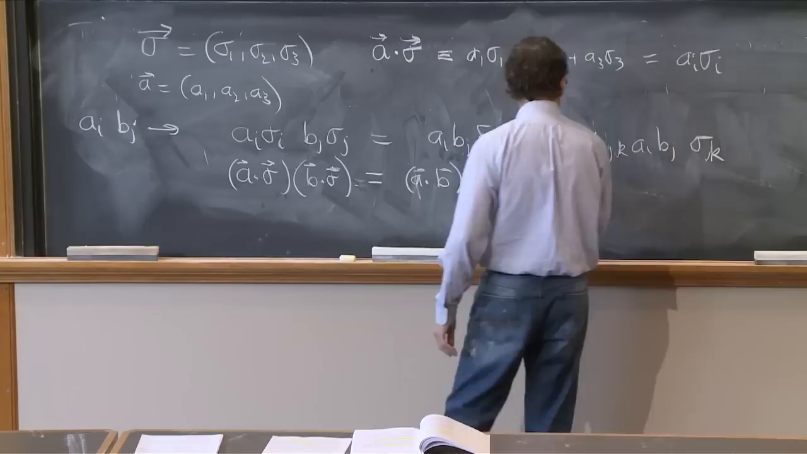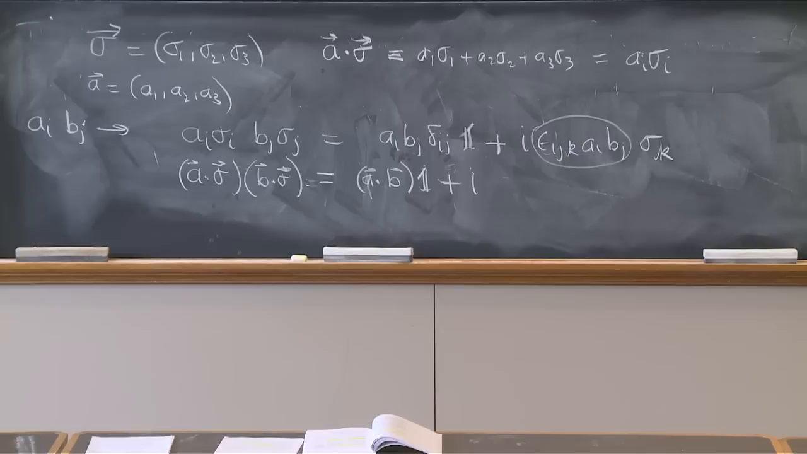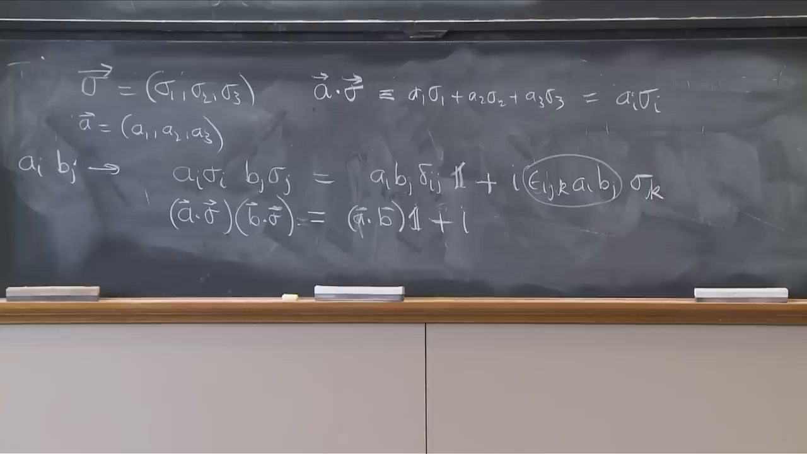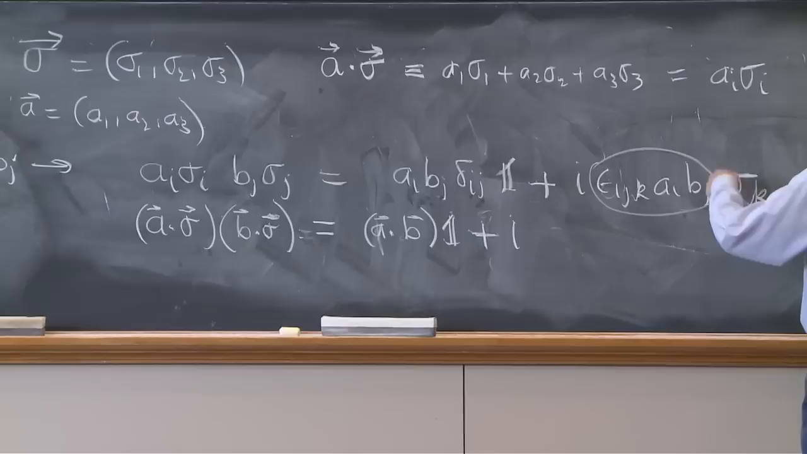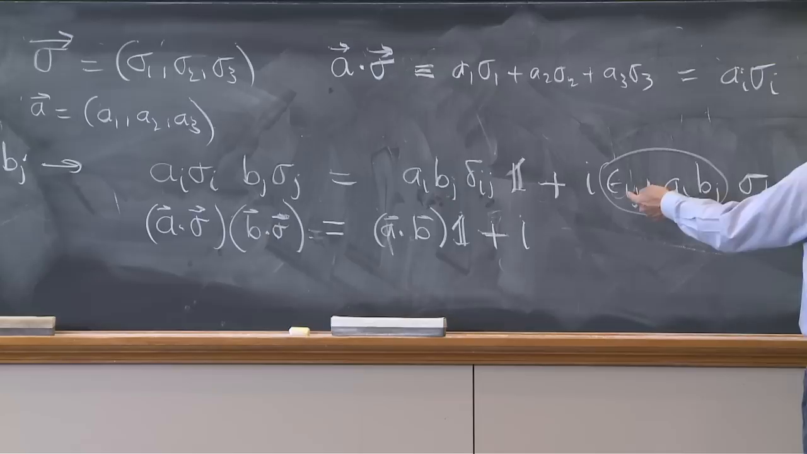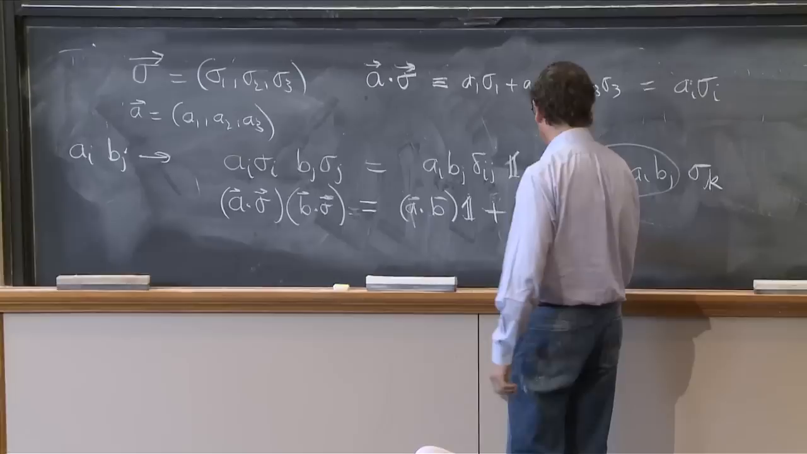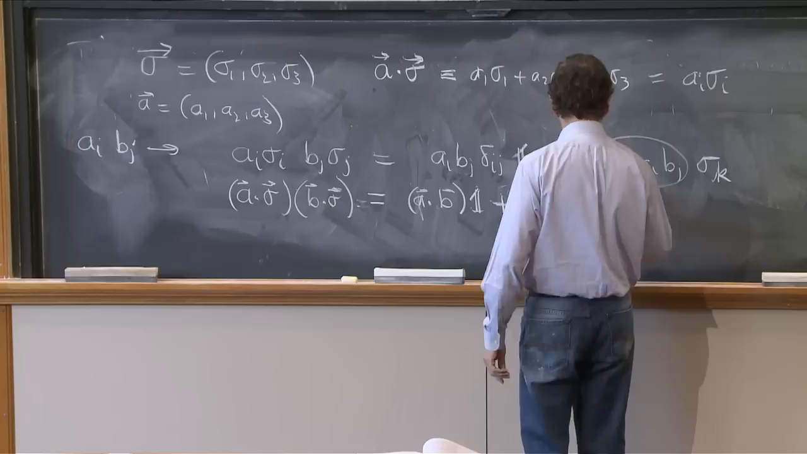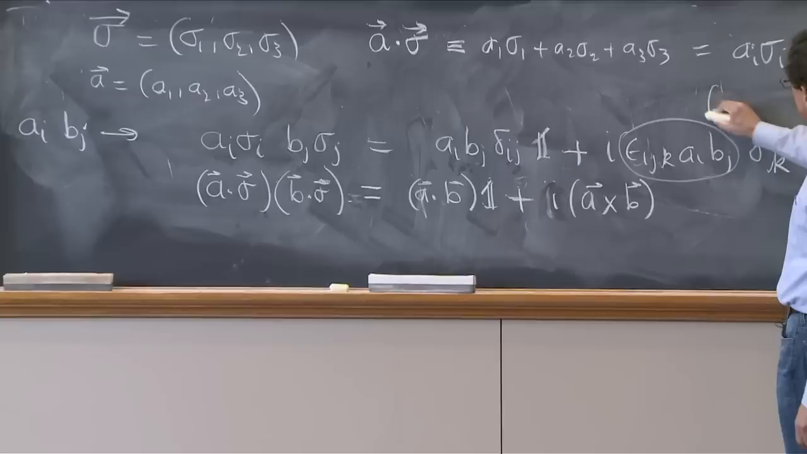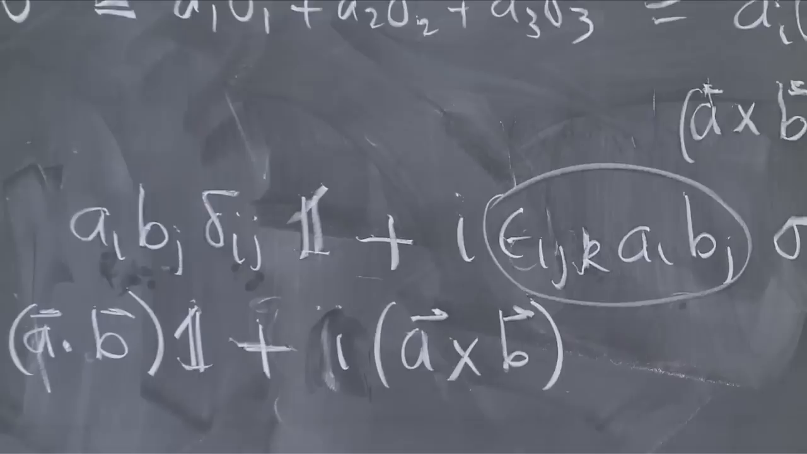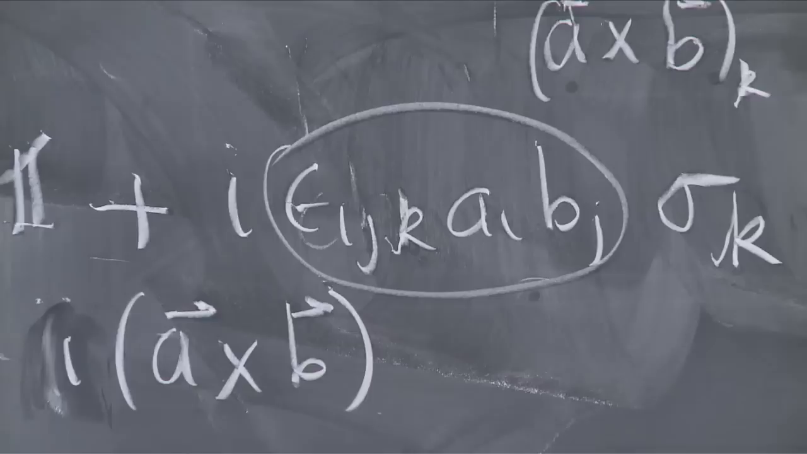You should try to remember how the epsilon tensor can be used to do cross products. There's just one free index, the index k. So this must be some sort of vector. And in fact, if you try the definition of epsilon and look in detail at what this is, you will find that this is nothing but the k component of A cross B. Now you have (A cross B) sub k times sigma k. So this is the same as A cross B dot sigma.